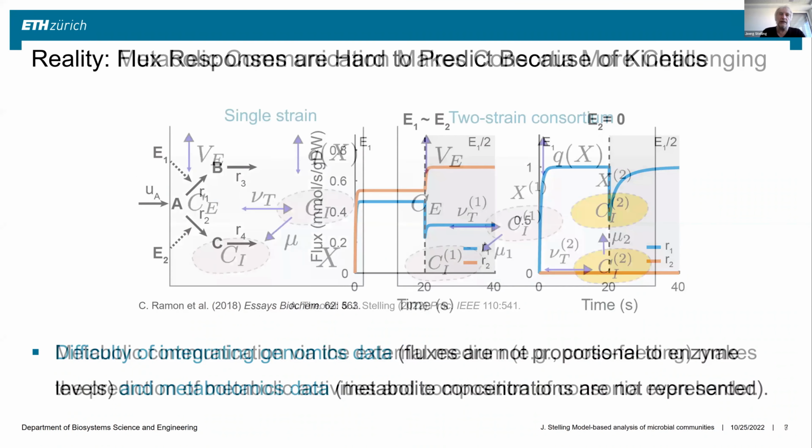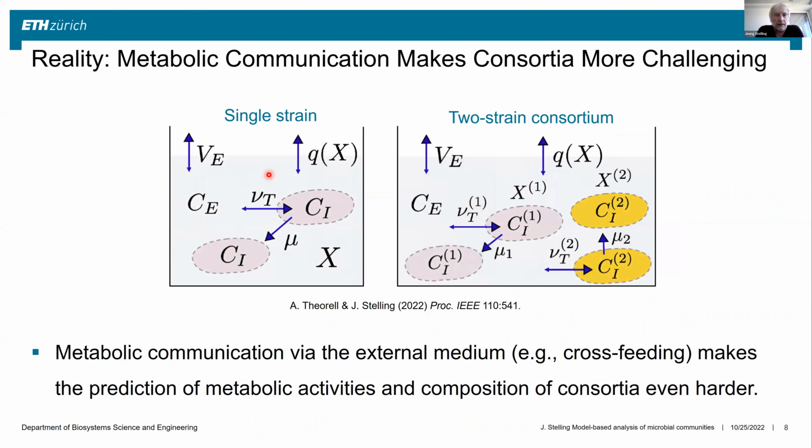More on the technical side is, and this is for consortia specifically, that if you are considering a single strain, say this strain here, it can grow. So C_i are the corresponding internal concentrations, C is the external concentrations. You have fluxes, exchanges with the environment. You also have biomass X here. This is really well captured in the normal traditional FBA framework.